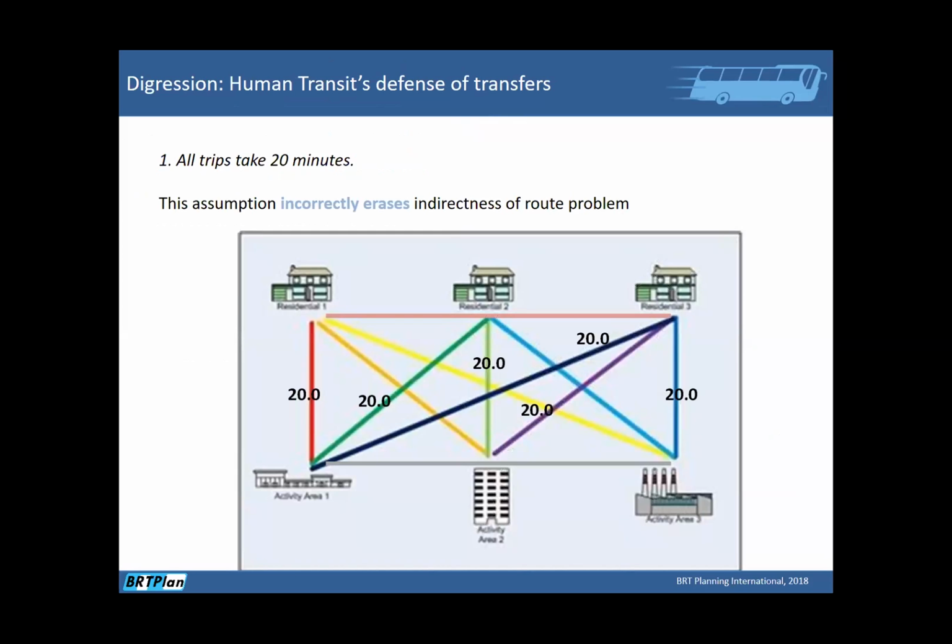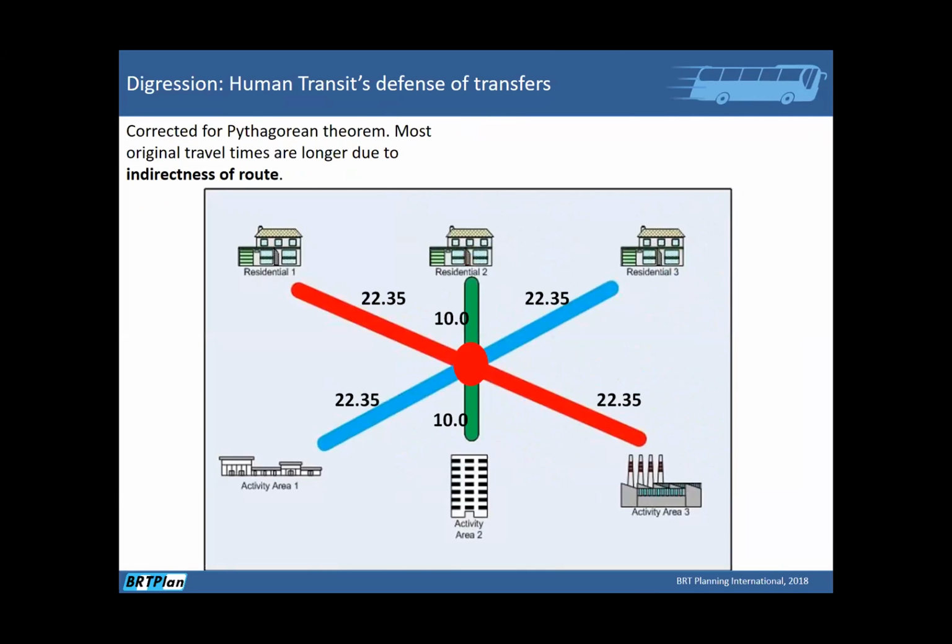I'm going to skip this, but we can talk about it if people have questions. There's a slight error in the defense of transfers and trunk feeders in Human Transit's work, which is interesting that we could talk about, but I just won't go through it now.